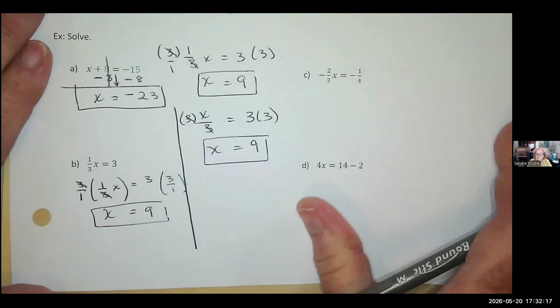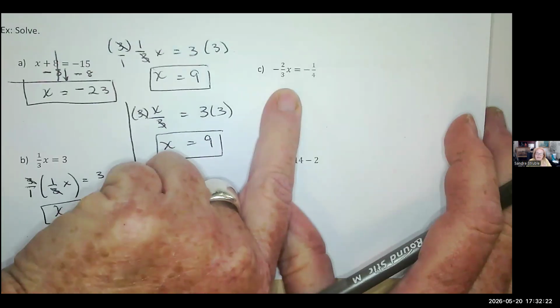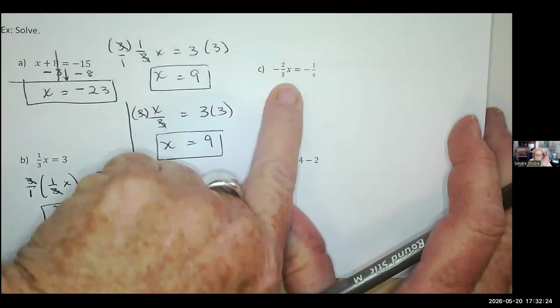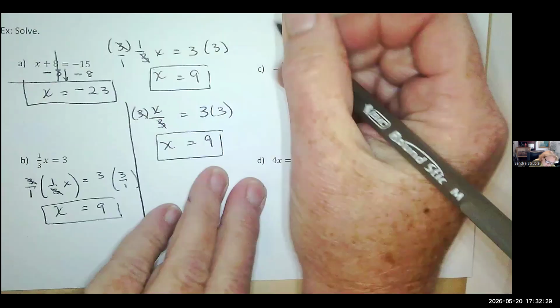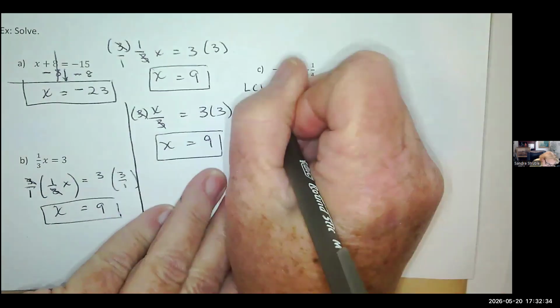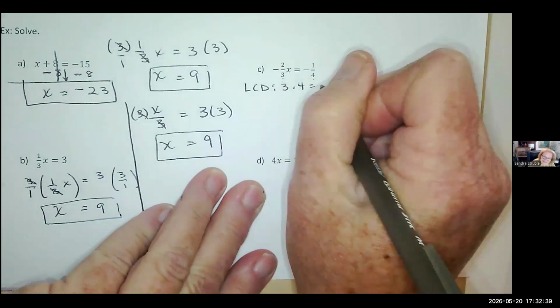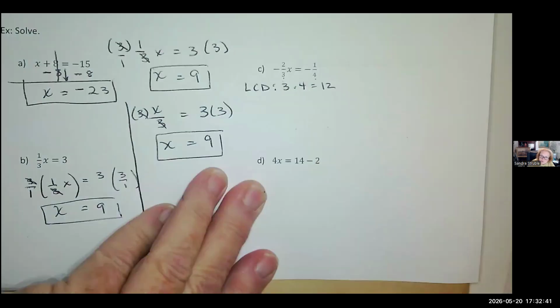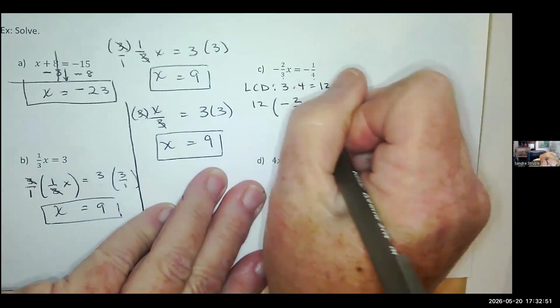All right, now we've got fractions again. Hopefully you paused the video and went back. Again, I can show you 2 different ways. One, we need to find our lowest common denominator. We've got denominators of 3 and 4. So our lowest common denominator is 3 times 4, because they don't go into anything else, and that's 12. So I'm going to multiply each side of the equal sign by 12, or every term by 12. So 12 times negative 2/3 x is equal to 12 times negative 1/4.